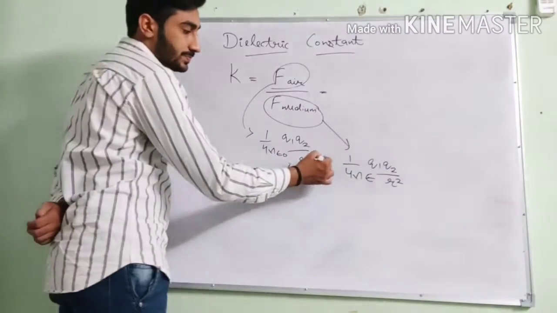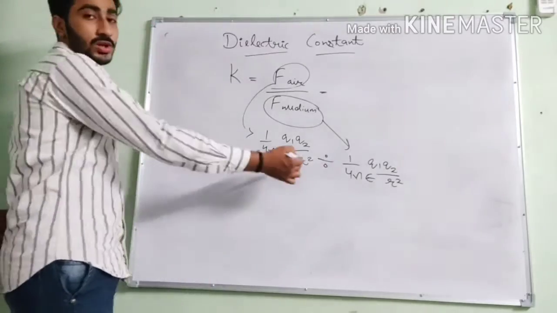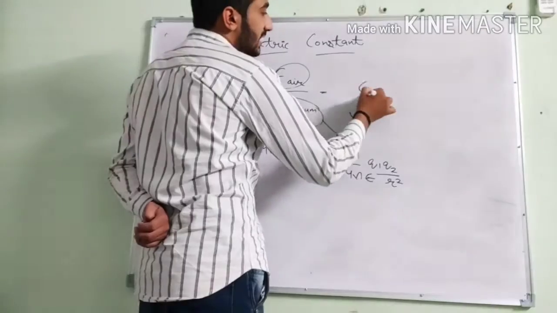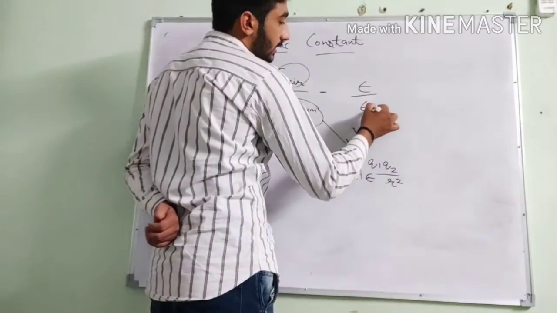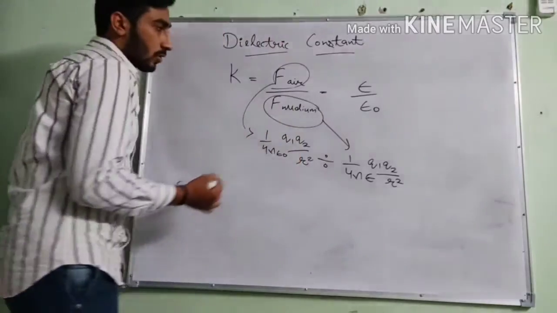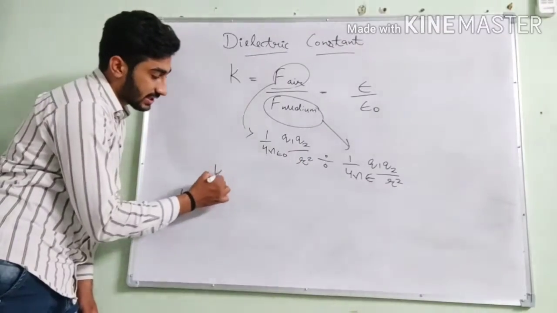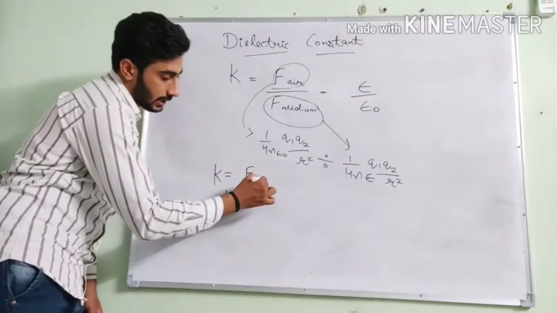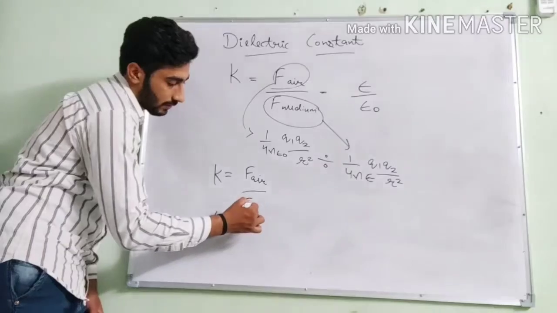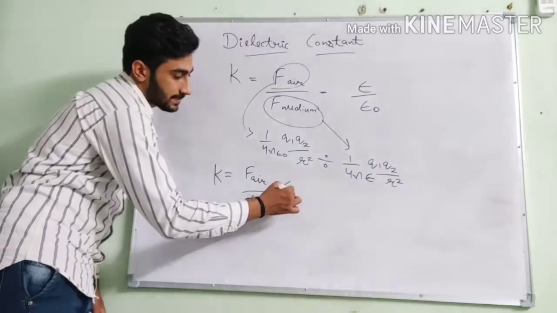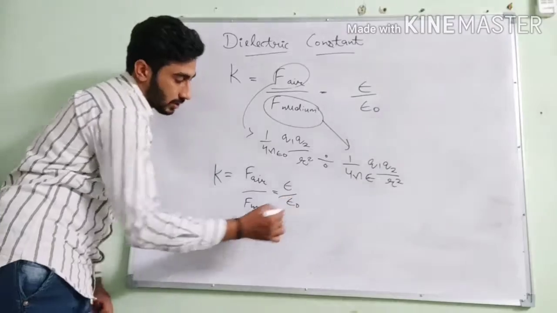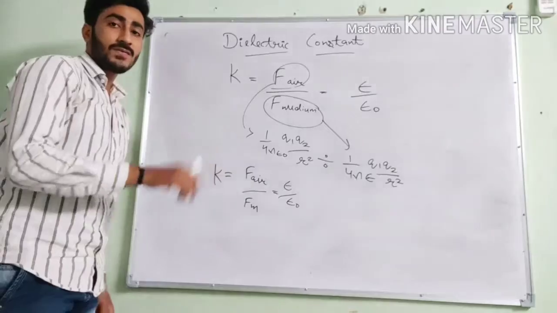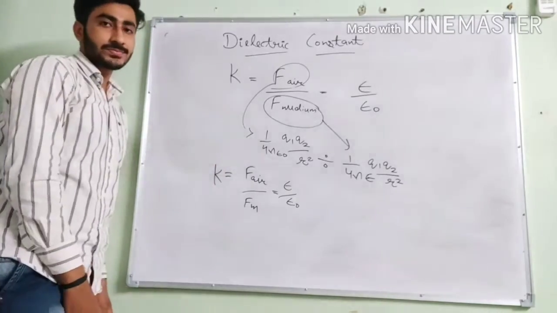Dividing these two, we will get epsilon over epsilon naught. Or we can say that simply the dielectric constant is given by F of air over F of any medium is equal to epsilon over epsilon naught. Simply it is the ratio of force in vacuum and force in the medium of two charges. Just note it down.